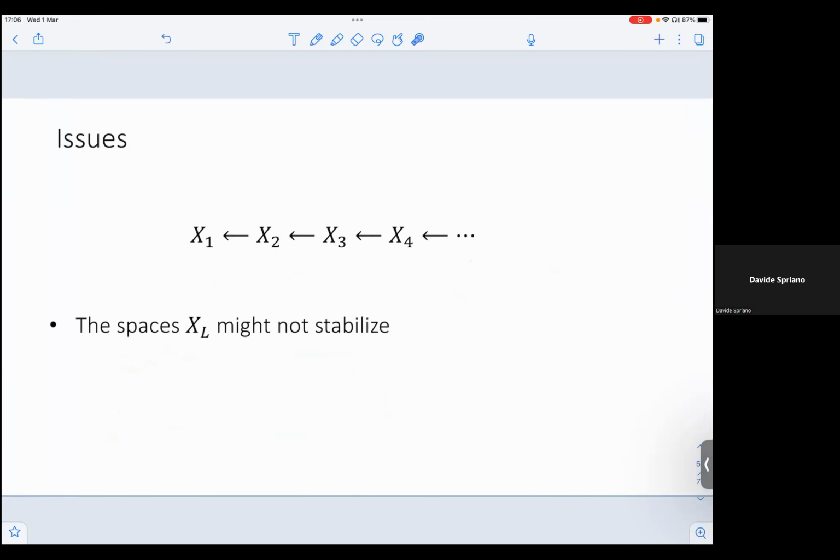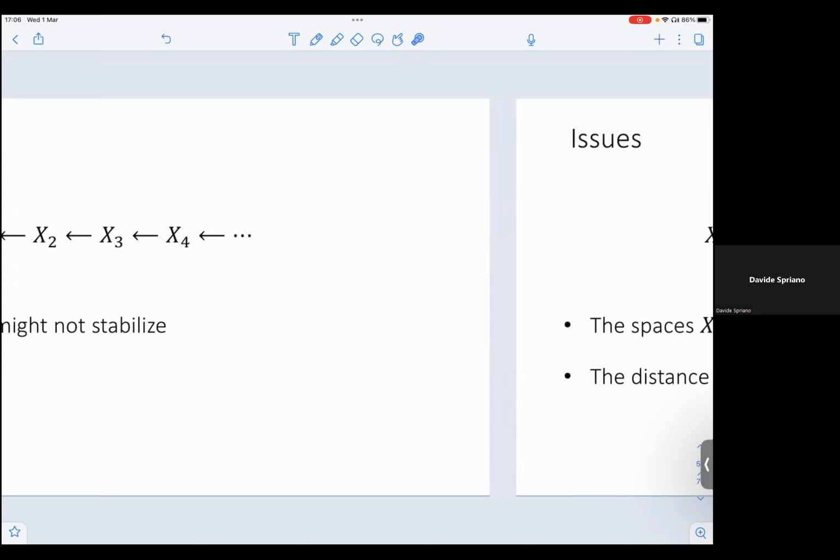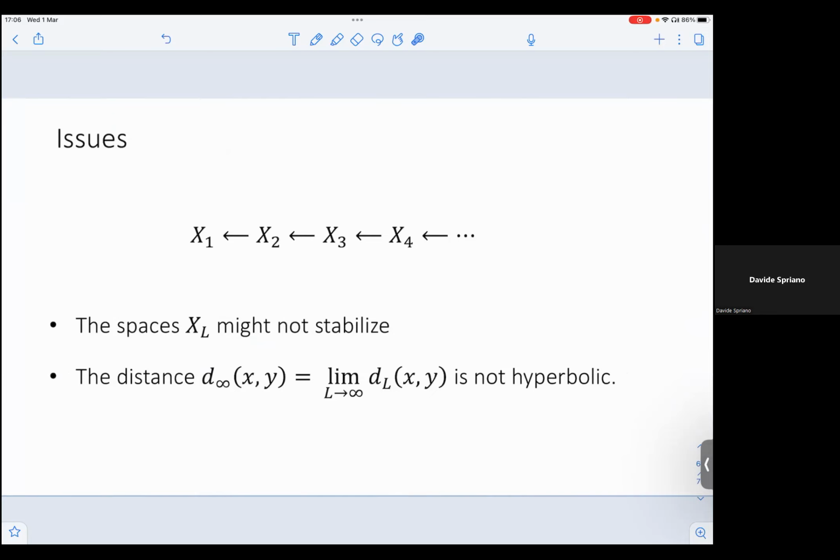And you can start hoping that you have some sort of obvious limiting procedure. You might expect those to eventually stabilize, but they don't. It might happen that those spaces just keep changing and changing. So you cannot expect that eventually they are always the same space. If I try to define a distance by taking the limit as L goes to infinity of these spaces, you can do that. That is a perfectly acceptable thing to do. But you will not, in general, end up with a hyperbolic space. You will end up with a space that is not hyperbolic, and also maybe not the spaces you started with, and so it's not really good.